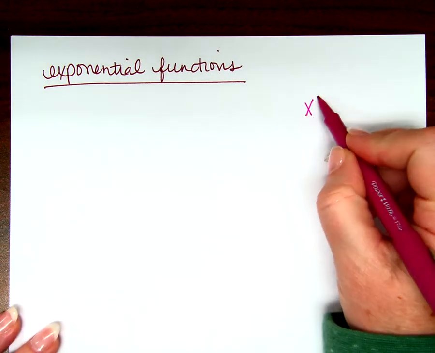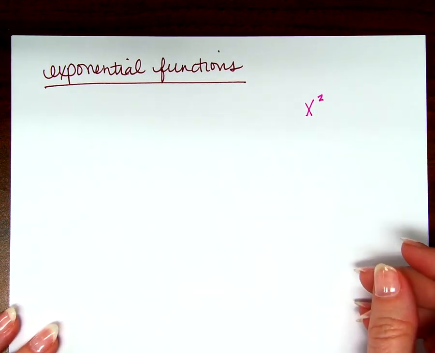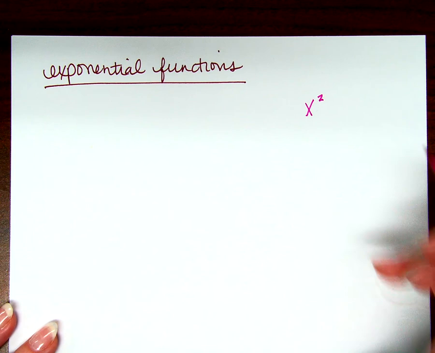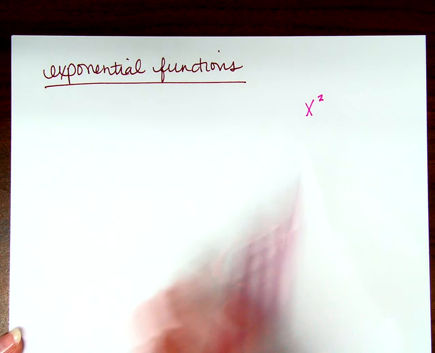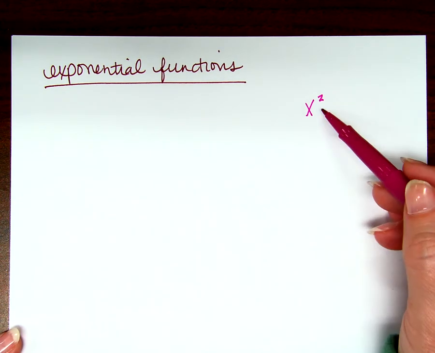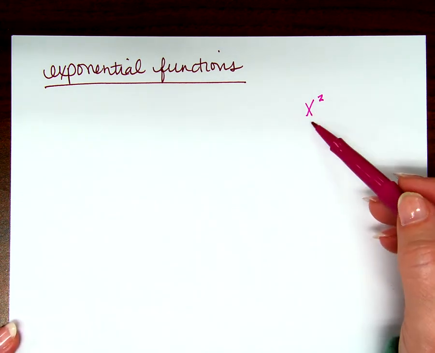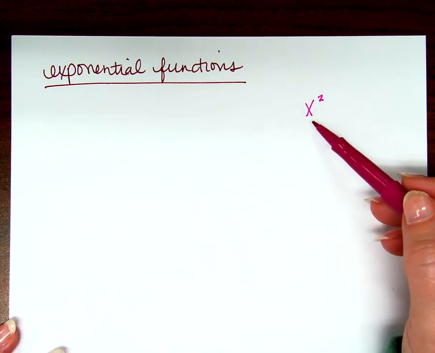So you think x squared is an exponential function? Logically, people think that that's an exponential function because it has an exponent. But just because something has an exponent, does that make it exponential? No. What kind of function is this? That's a quadratic for sure.